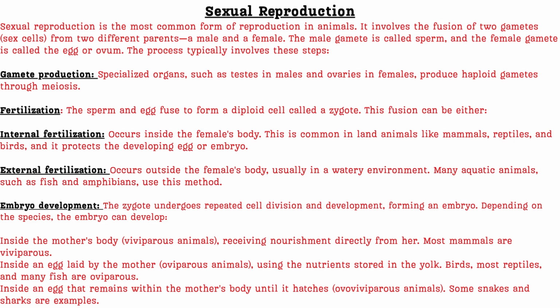This method is also used in frogs, by hatching the tadpoles, or in hens or cocks also. Now, the next one is embryo development. In this process, the zygote undergoes repeated cell division and development goes on, forming an embryo. Depending on the species the embryo can develop inside the mother's body, where viviparous animals receive nourishment directly from her. Most mammals use this embryo development.